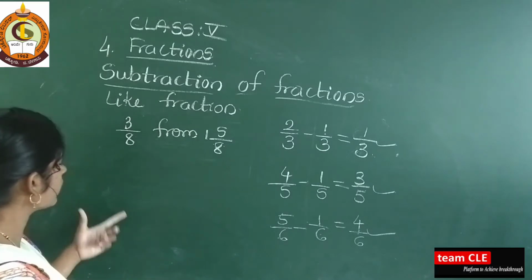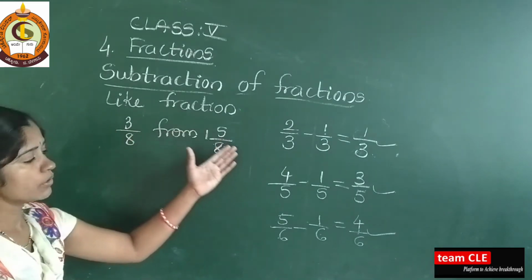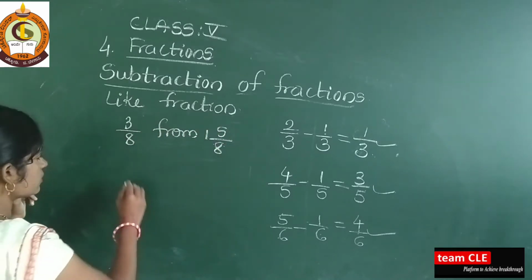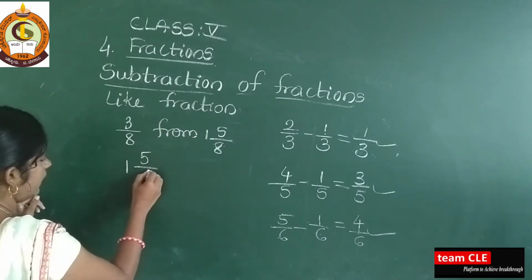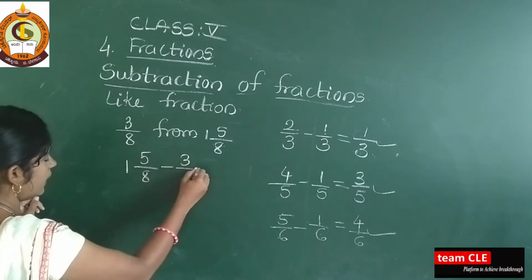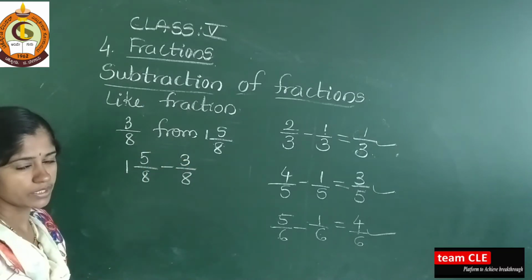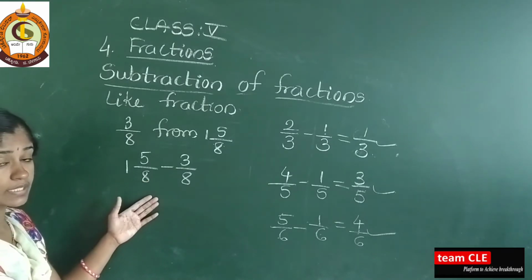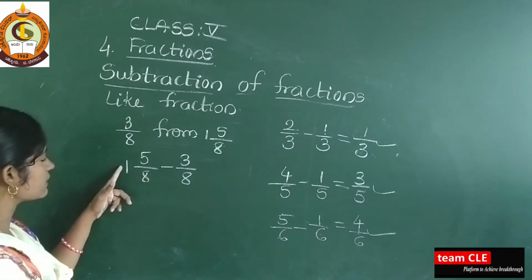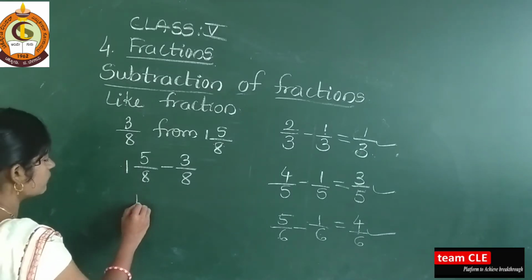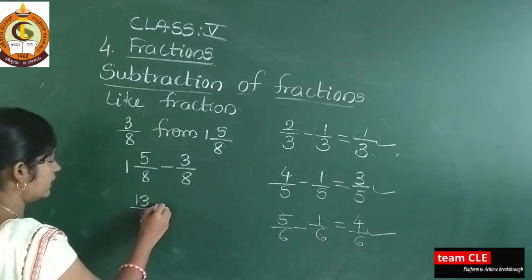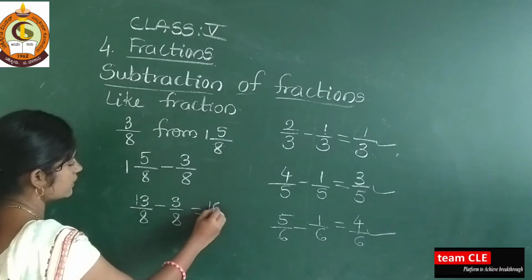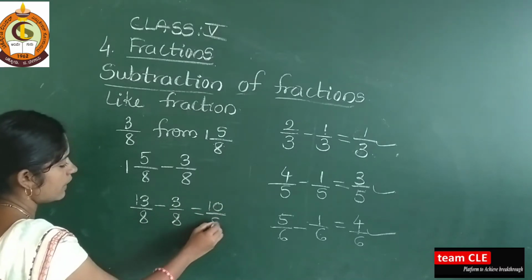Okay. So one more example is there: 3 by 8 from 1 5 by 8. The second number you have to take first: 1 5 by 8 minus 3 by 8. Then how to subtract this? Here also the same procedure, but one step is extra. We need to convert this into an improper fraction. 8 1s are 8, 8 plus 5 is 13. 13 by 8 minus 3 by 8. 13 minus 3 is 10 and 8 you keep as it is.